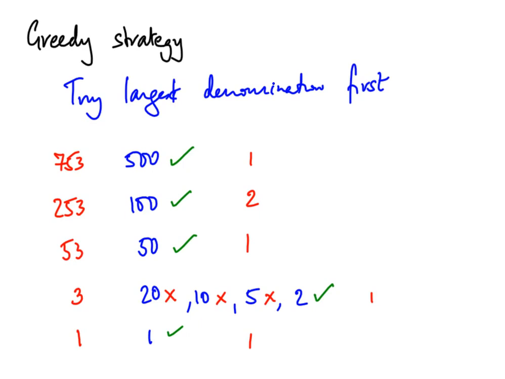So in this example, we end up using 6 notes and coins, and you can check that you can't do any better. In fact, no matter how much the change is, if we are using this collection of notes and coins, the greedy strategy will always use as few coins and notes as possible. Now, is this always the case?